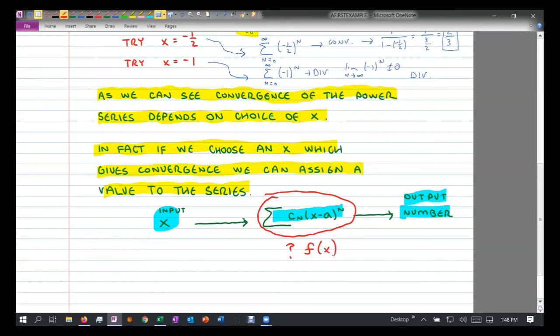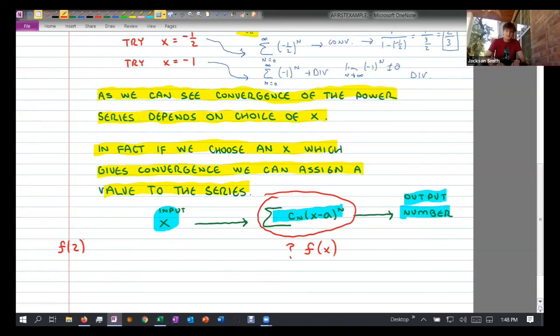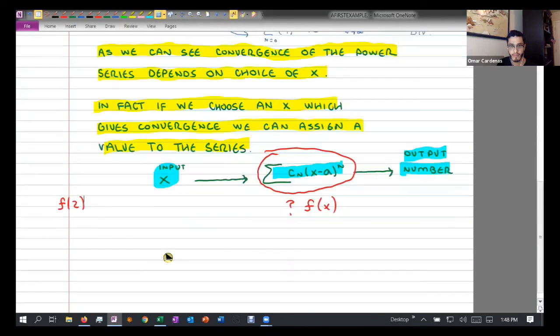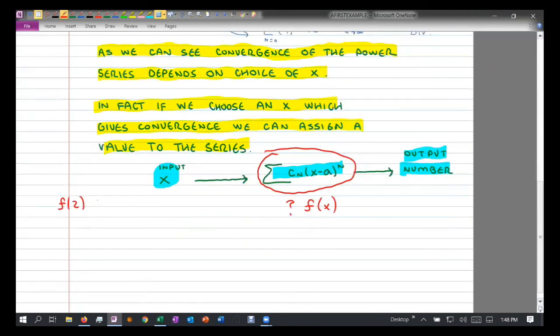right? In this particular case, with this particular example, what would f of 2 be? What happened when we replaced x with 2? No, remember this? If x was 2, what happened to the series? It diverged. So if f of 2, what would happen? That would be undefined. Okay, just hang on with me here. What would f of 4 be? Undefined, right?